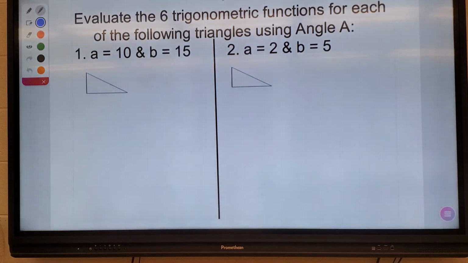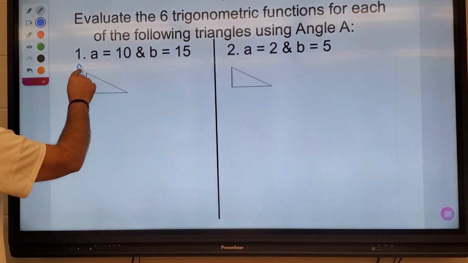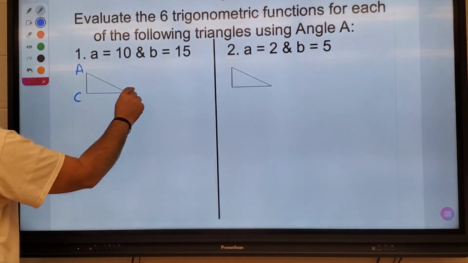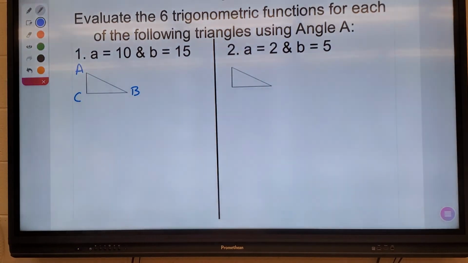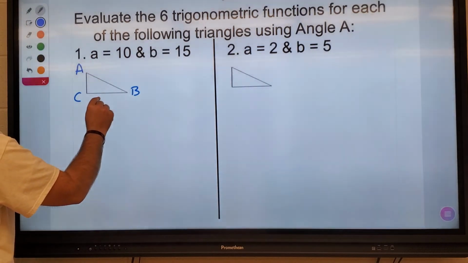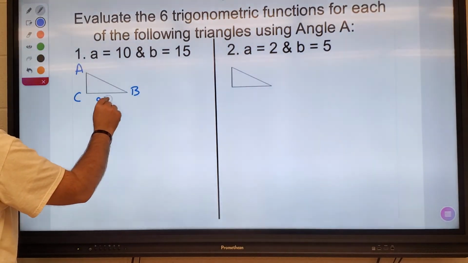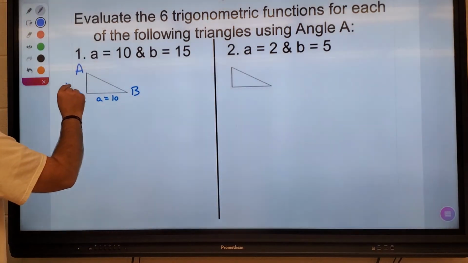Okay, so starting with number one, I'm going to give you again a triangle that looks like this. It's going to be 100% blank. You choose to label it as you want or not. That's up to you. And I'm going to label this as angle A. This is angle C. This is angle B. Again, make sure that they are the uppercase letters because those identify the angles. Side A is opposite of angle A, which is 10. B is opposite of angle B, and that's 15.